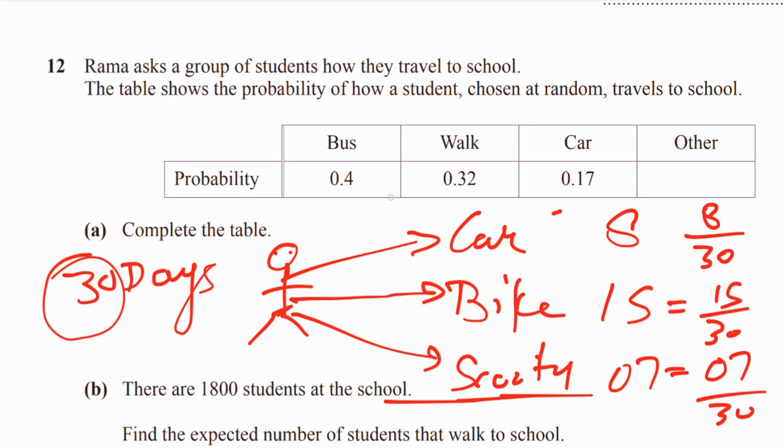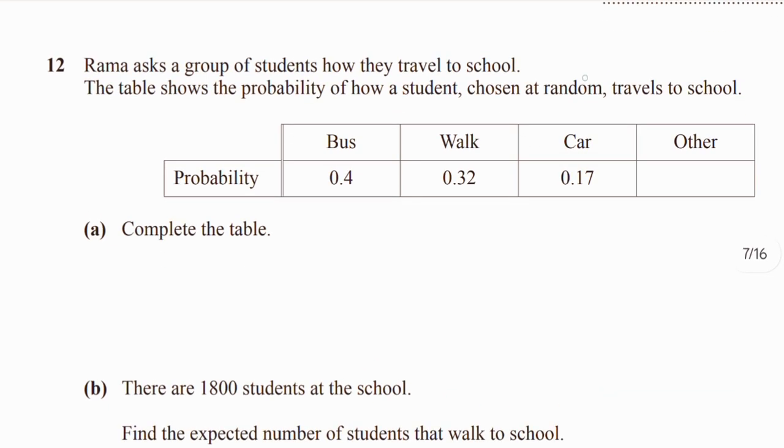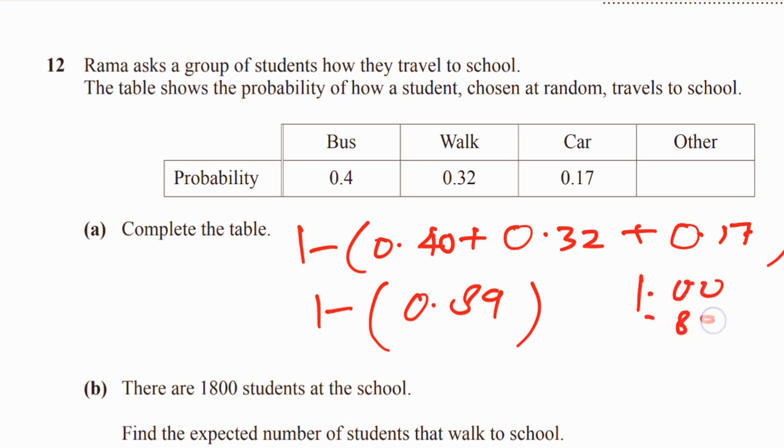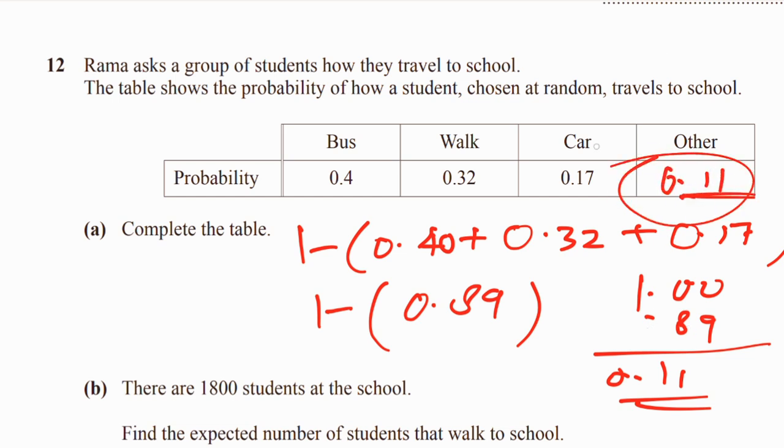So here was 0.4. So 0.4, 1 minus 0.4 plus 0.32 plus 0.17. So this number actually is not in decimal form, so we use 0 to make it decimal. Now 4 and 3, 7, 0.72, and 10, 0.82, 0.89. So this is what? 0.89. And we subtract this value from 1, so the remainder is what? 0.11. So the answer is what? 0.11. Table done. Okay, 0.11.